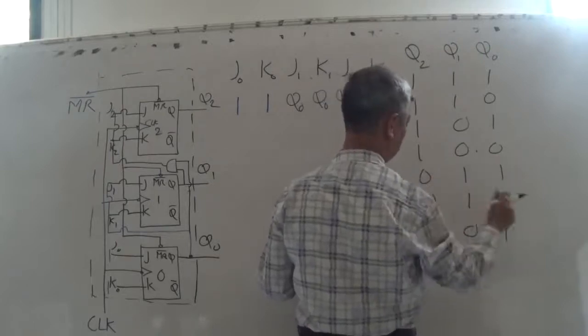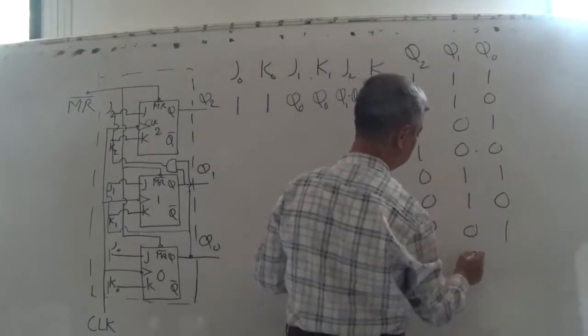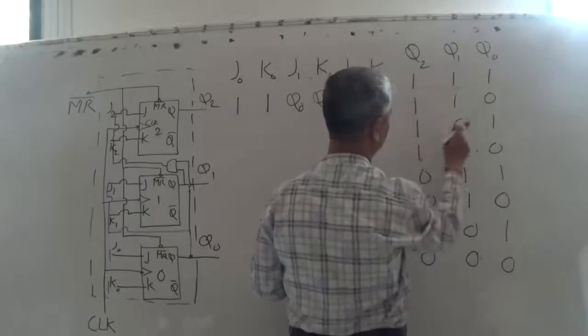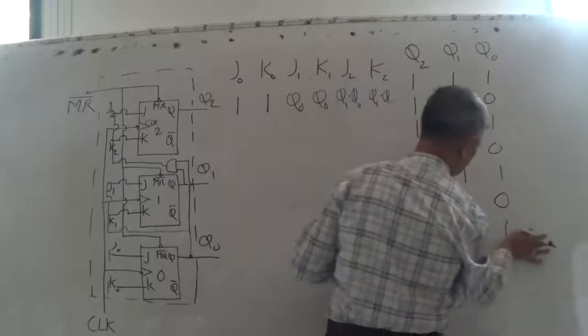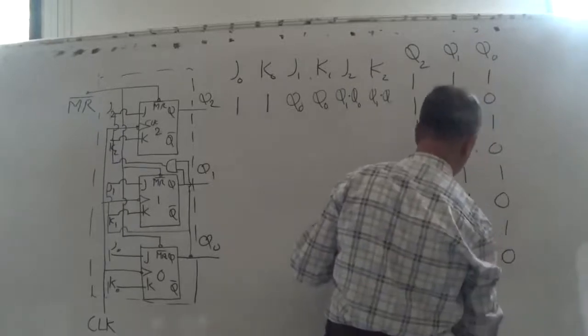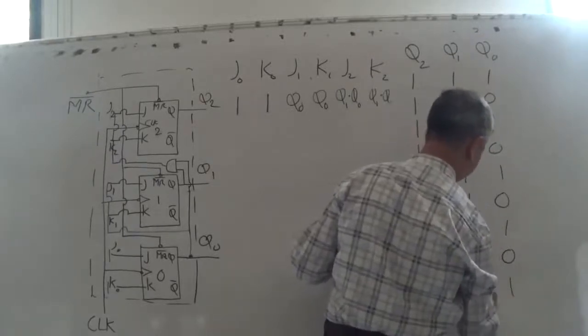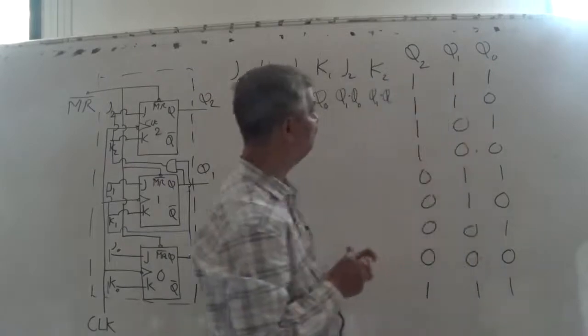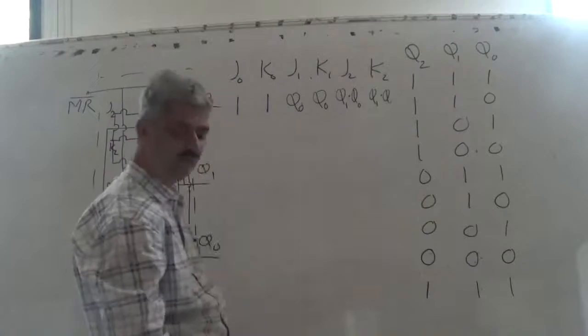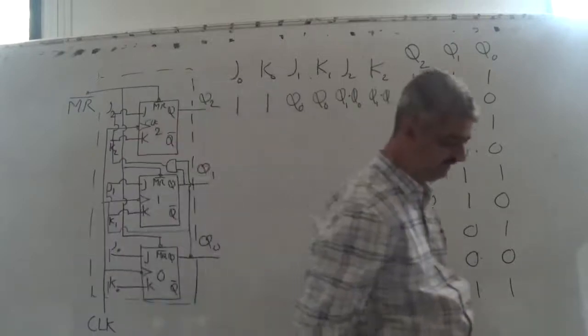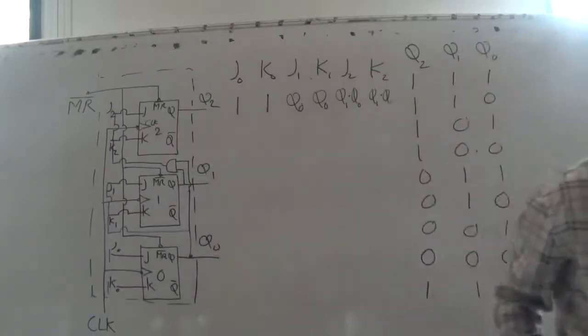0 1 1, 0 1 0, 0 0 1, and then 0 0 0. So that is 8 states, and after that it goes back to 1 1 1. This is a down counter. Its design is very easy, not at all difficult.